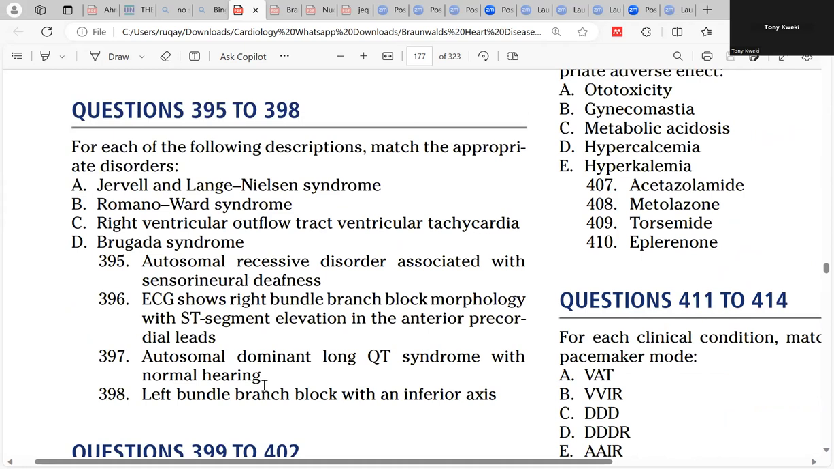For 395 to 398, it says for each of the following descriptions, match the appropriate disorder. A is Jervell and Lange-Nielsen syndrome, B, Romano-Ward syndrome, C is right ventricular outflow tract tachycardia, D, Brugada. So we're supposed to match these options with the descriptions made in 395 to 398. So let's take a look at 395: autosomal recessive disorder associated with sensory neural deafness.